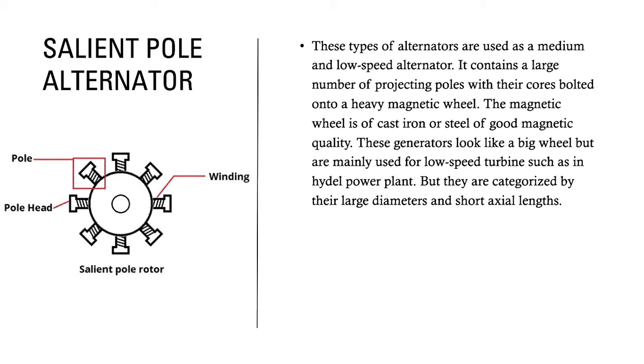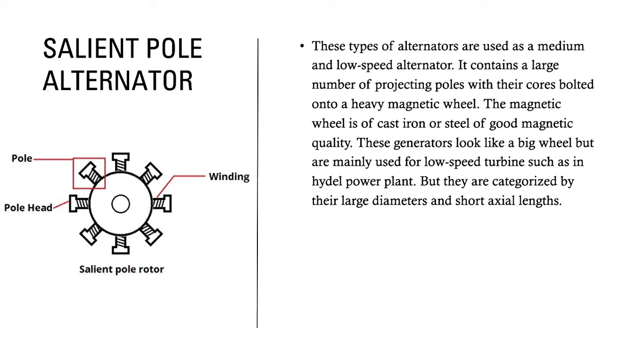Okay, now coming to our topic, salient pole alternator. This type of alternator is used as a medium and low speed alternator. It consists of a number of projecting poles, with these cores bolted onto a heavy magnetic wheel, the magnetic wheel being of cast iron or steel of good magnetic quality. These generators look like a big wheel but are mainly used with low speed turbines such as in hydel power plants, and they are characterized by large diameter and short axial length.